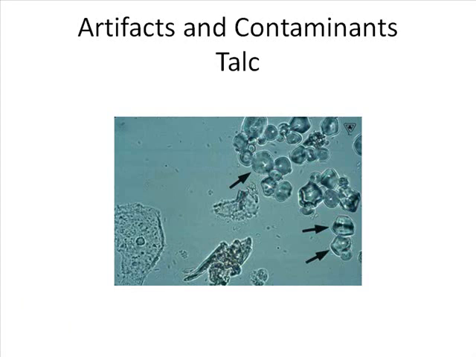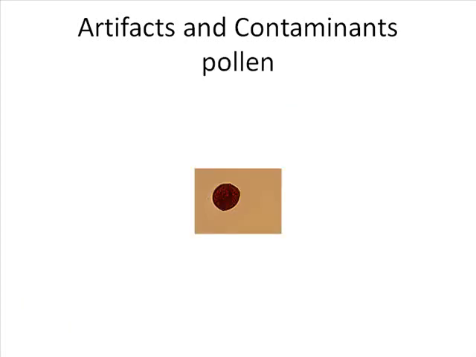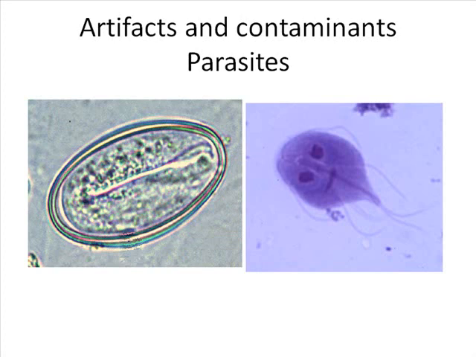Fibers we already talked about. Talc, you can see that almost looks like starch, not significant. Talc and gels sometimes that patients use. Pollen grains usually have somewhat of a color to them, and they look very significant when you look at them and you think, gosh, that looks like something, but usually it's contamination from outside.